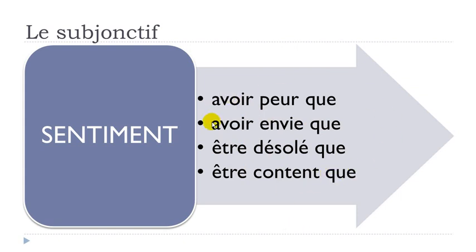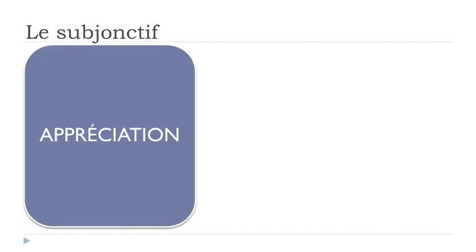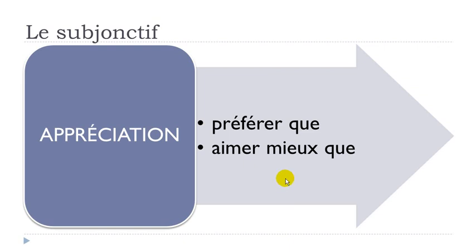For these structures, you should make a subjunctive after. So they should be followed by une forme subjonctive. Okay, and then let's see une appréciation. For instance, we could have préférer, to prefer, préférer que. Aimer mieux, mieux is better. Aimer, to like or to love, better that. Aimer mieux que, and then these structures should be followed by une forme subjonctive.